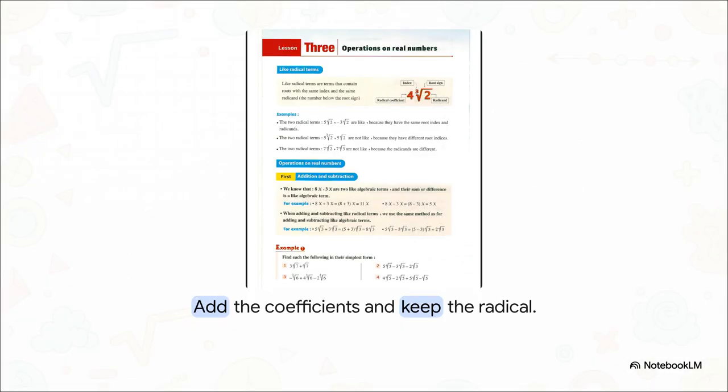This actually perfectly illustrates that golden rule. Look at the top equation. Just as 8x plus 3x gives us a total of 11x, we can do the exact same thing on the bottom. 5 root 3 plus 3 root 3 is simply 8 root 3. You literally just add the outside coefficients, the 5 and the 3, and the radical part, the root 3, stays exactly the same, just like the x did.